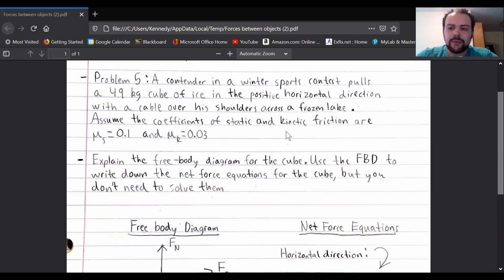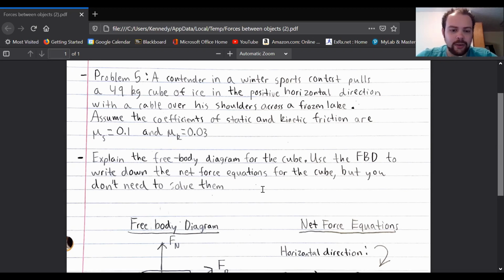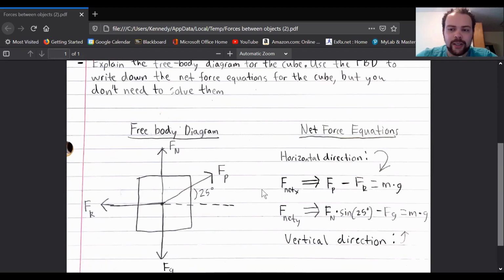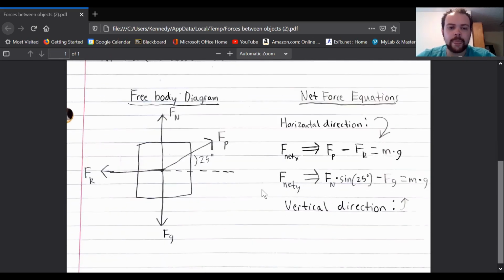For my explainer video, I was assigned to explain the free body diagram for the cube and then use the free body diagram to write down the net force equations for the cube, but I don't have to solve them. So in this video, I'm not going to be solving any equations. I'm just going to be explaining the free body diagram and the net force equations that you would use to solve it if I was asked to do so.